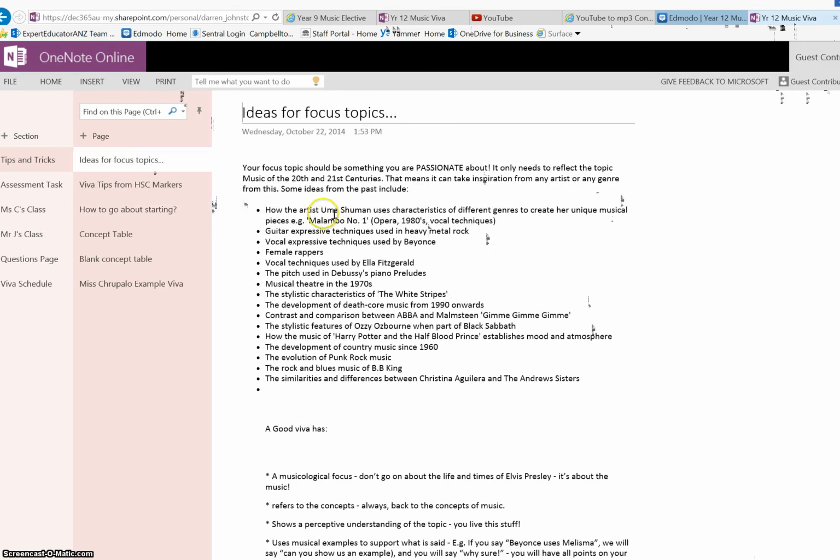Ideas for focus topics include these things here. We've already discussed these in class. As it says here, something you're passionate about. It only needs to reflect the topic, and you can take inspiration from any artist or genre from this. Lots of you are deciding to do a comparison question, for example, contrast and comparison between these two artists and this song. Some of you are choosing to focus on a particular person, for example, the expressive techniques used by someone.